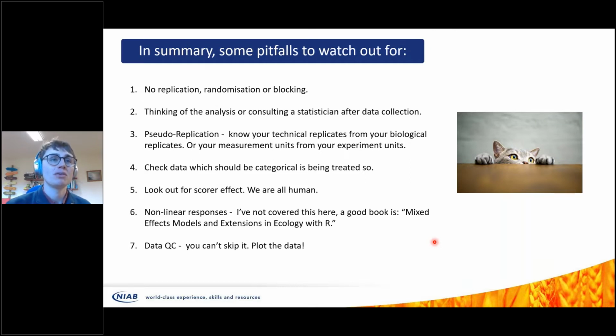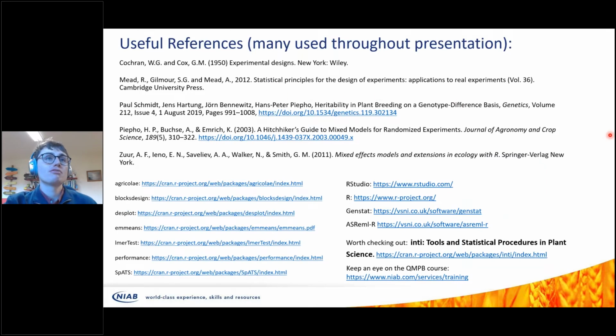Non-linear responses is another thing to look out for. It's not something that I've covered here, but a good book for that is Mixed Effects Models and Extensions in Ecology with R. That's definitely one worth looking up, because it's really helpful for general mixed model stuff. Data QC, you can't skip it, and always plot the data. That's the key thing before you start the analysis. So I've listed some useful references here that I've spoken about throughout the presentation, and added a couple more that I thought would be useful. I've added links to each R package I mentioned, and this is available through a download in the handout section of this talk software.